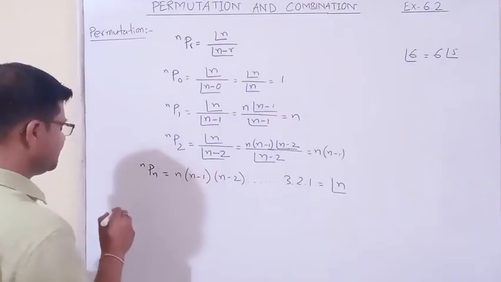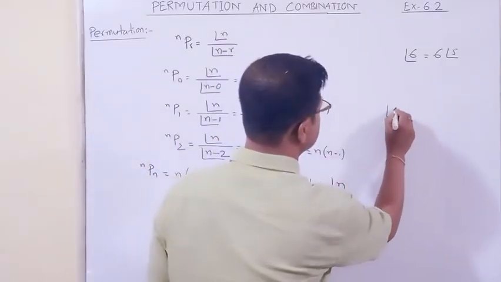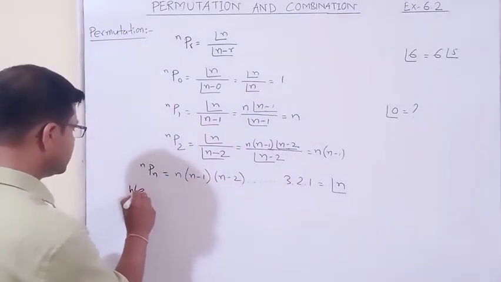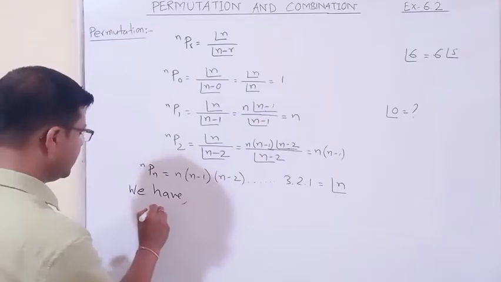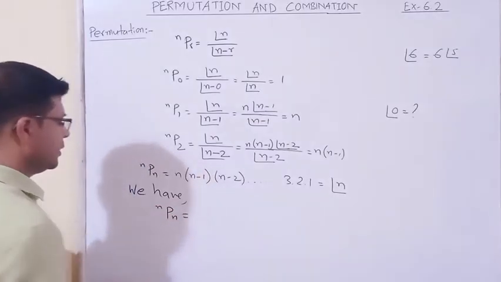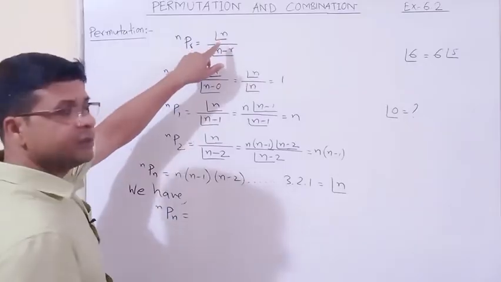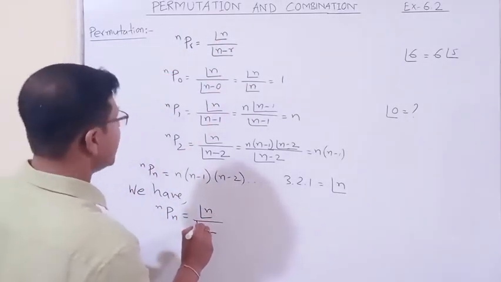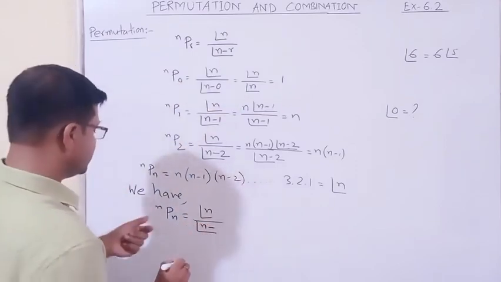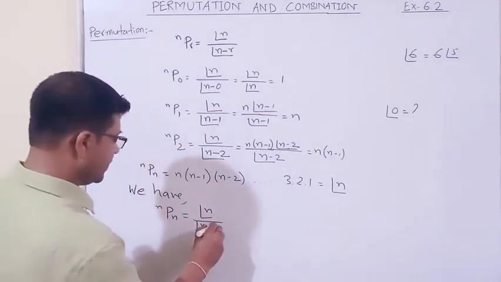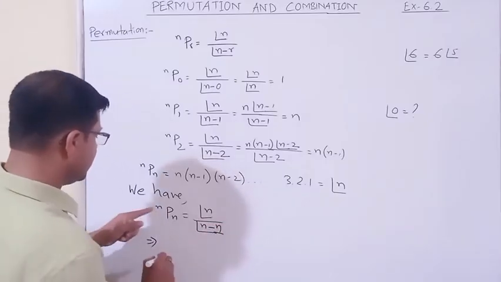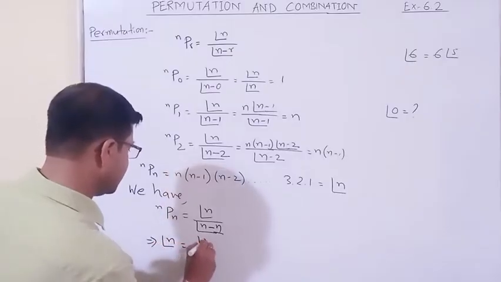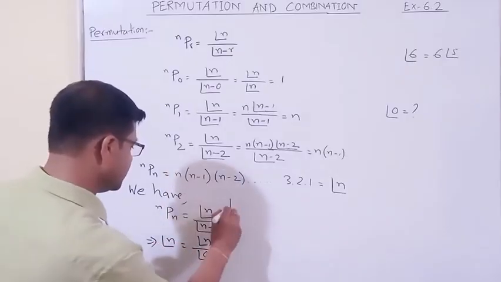Now from this let us try to get another result: what is the value of factorial 0? We want to get that. We have nPn. nPn equals, using this formula, factorial n divided by factorial n minus r. r is equal to n here. Now what is the value of nPn? nPn is factorial n. And n minus n is 0.